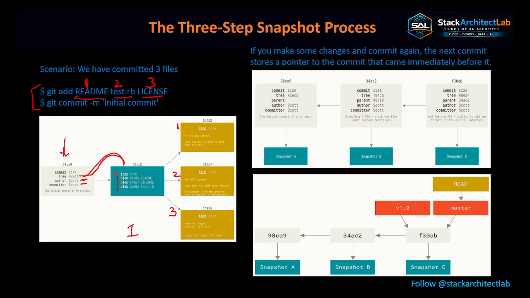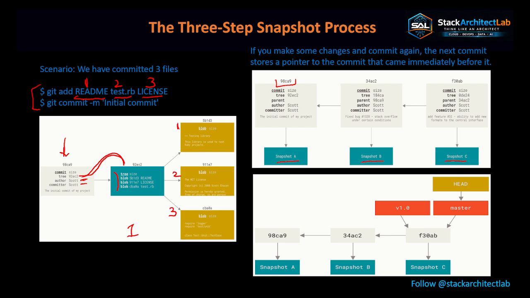Now if you make some changes and do a commit again, here is where the beauty of Git comes into the picture. Okay, so say for example this was my initial commit. This was my snapshot A, and if I do one more commit here, whatever commit I keep doing, it will show me as a separate snapshot.